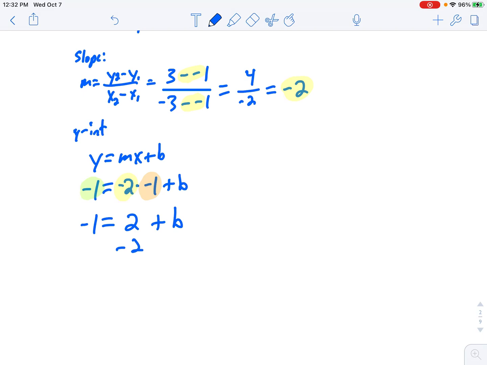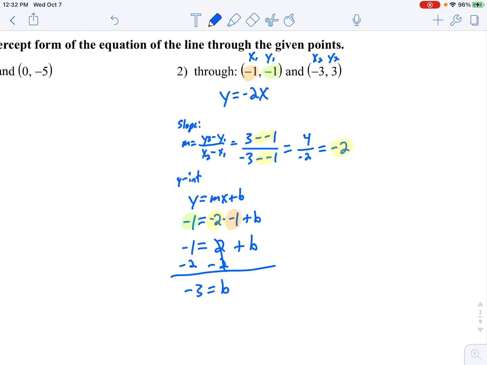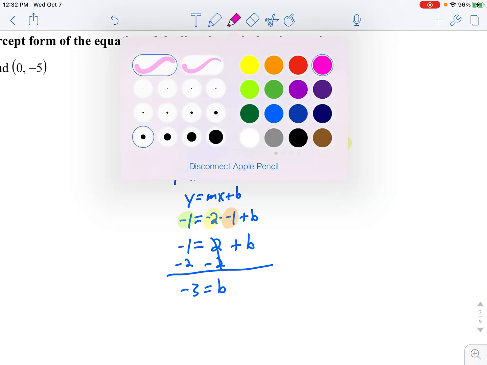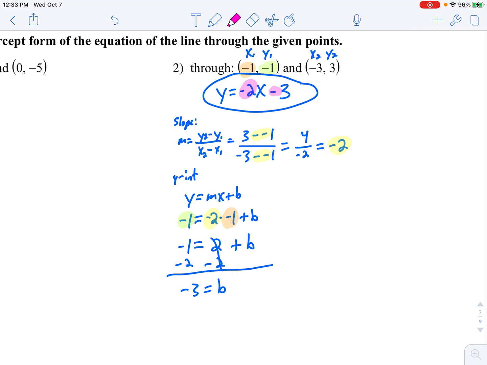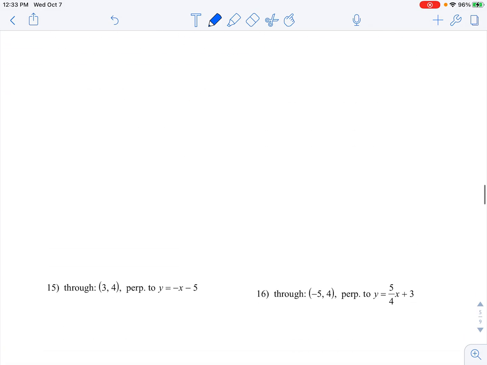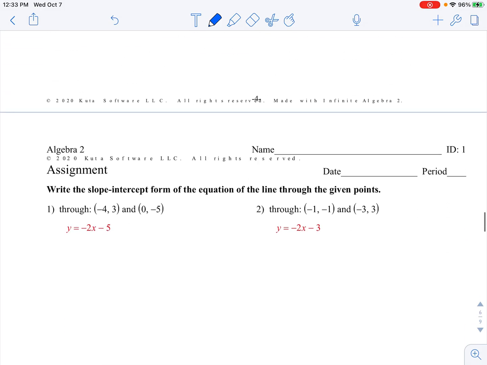To isolate b, I need to subtract 2 on both sides. -1 minus 2 is -3. -3 equals b. So I go up to where my final answer was going to be, put a -3 there, and it's done. We've got the slope, which we calculated, and then the plus b, which we calculated. Let me go down and check number 2. -2x minus 3, right there.